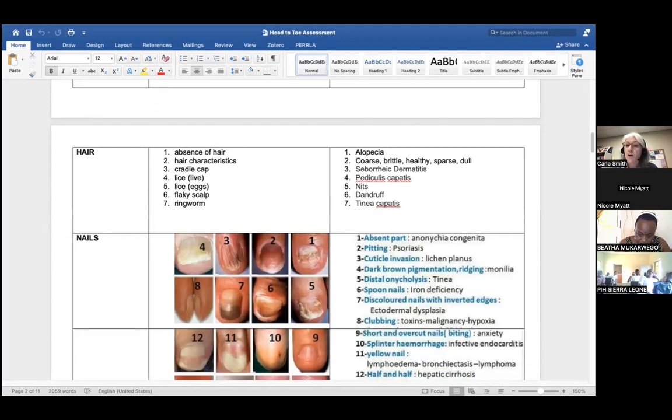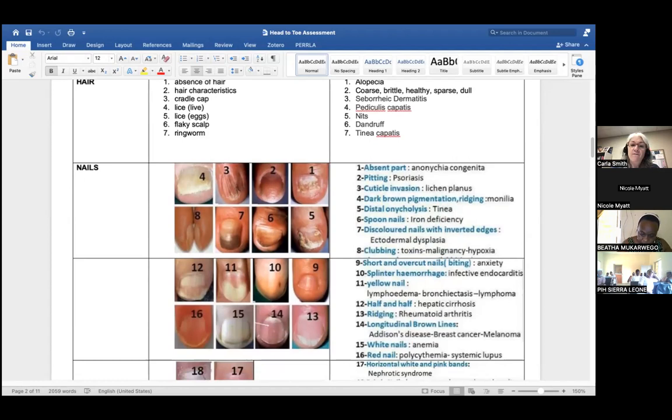Is the hair dry, coarse, and brittle? Is there seborrheic dermatitis or dandruff or cradle cap present? Okay. Pediculus capitis. Nicer term in a chart for head lice than writing head lice. I was a school nurse. I saw a lot of that. Are there nits present? Is there dandruff?